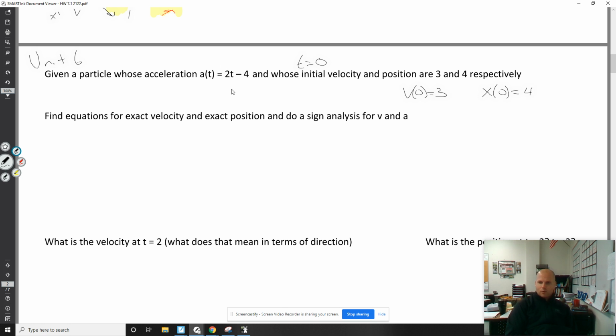If I'm given a, what am I given? I'm given x double prime. You want to find v? Take the antiderivative to get x prime. You want to find x? Take the antiderivative of x prime to get x. It's all the same stuff. F double prime, f prime. But don't use f, use x double prime, x prime. Okay, so let's go backwards once to x prime, which is v.